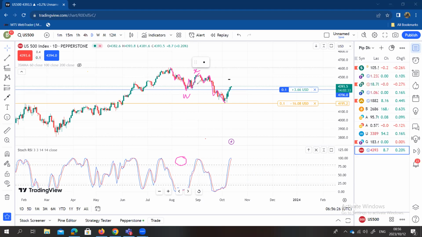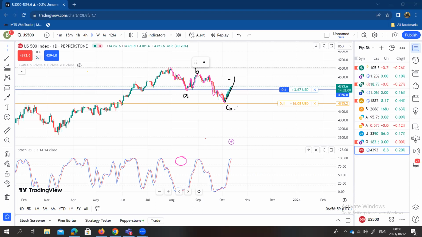Okay, so now we have to change that because WXY corrective structures should be 3, 3, 3. If it's 3, 3, 5 or 5, 3, 3, as long as there's a 5 somewhere, that becomes an ABC corrective structure. Okay, I think maybe I'm going to do a more detailed video on these corrective structures. So this one that we have here is an A, B, C because of the 5.